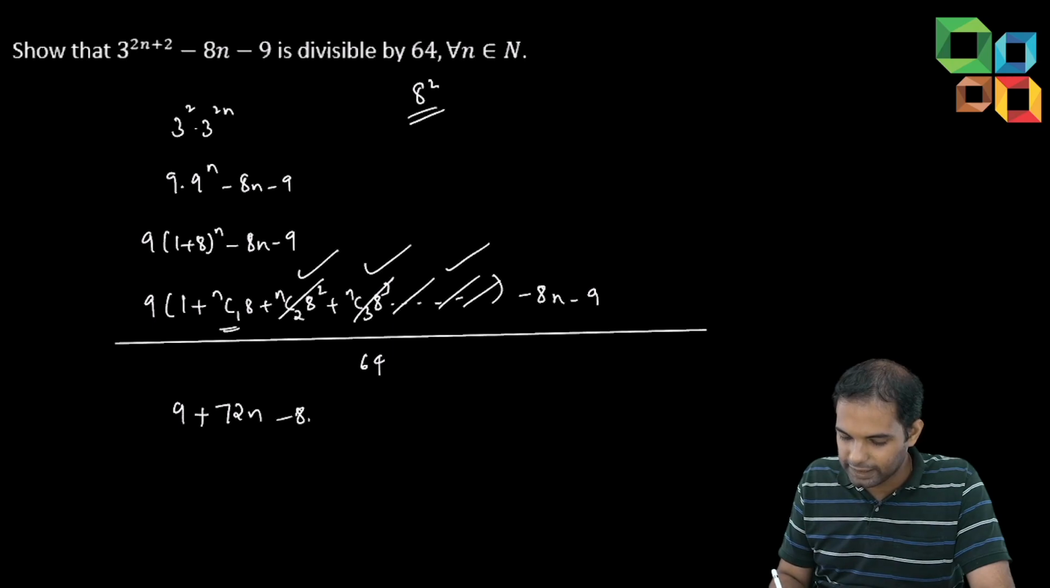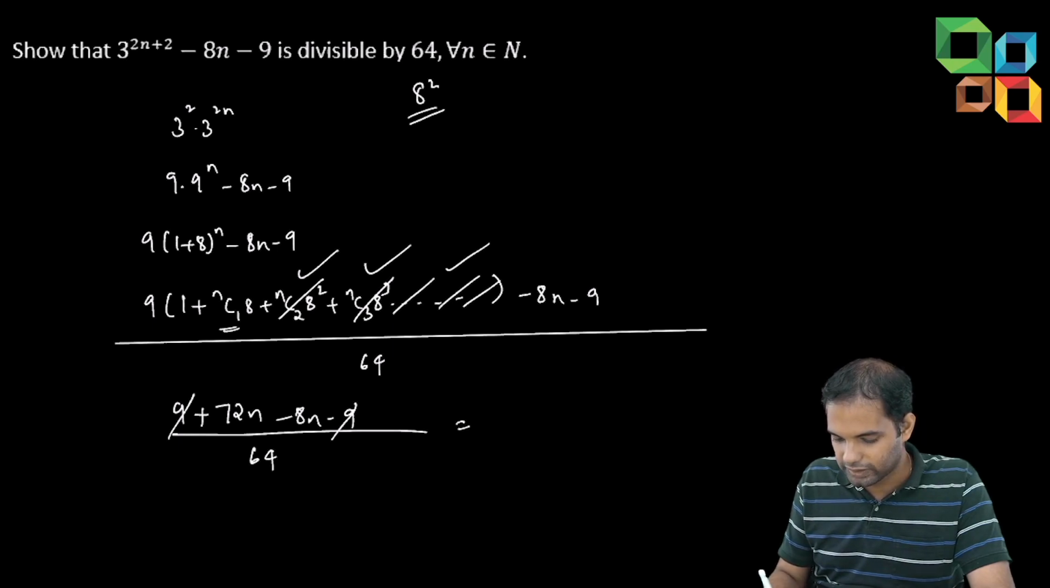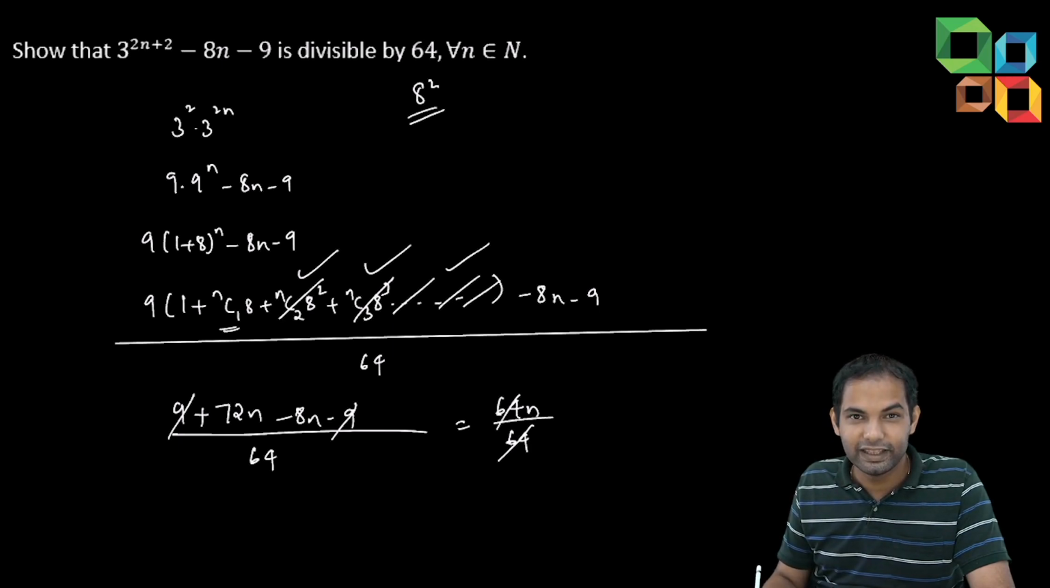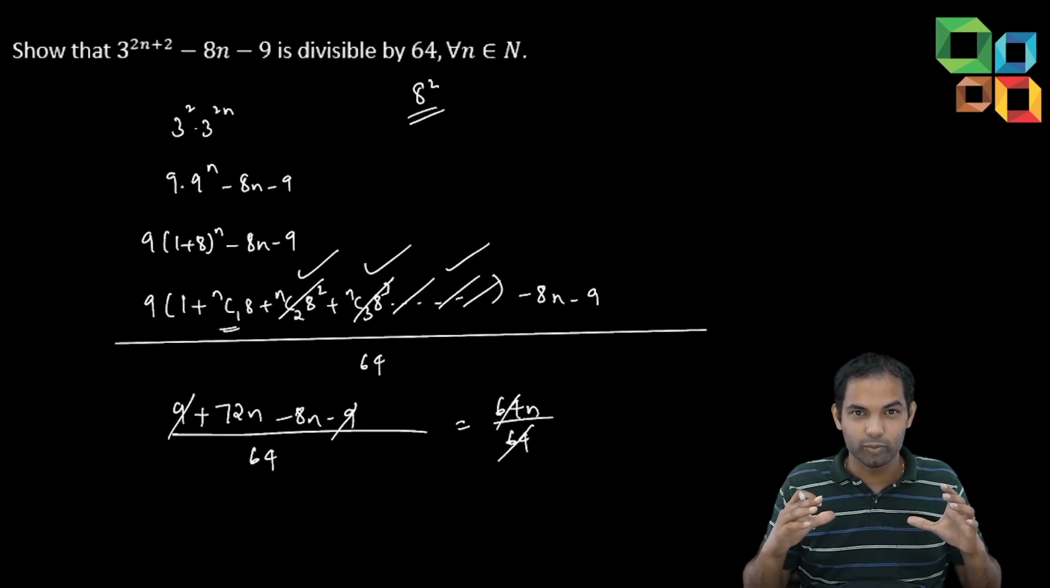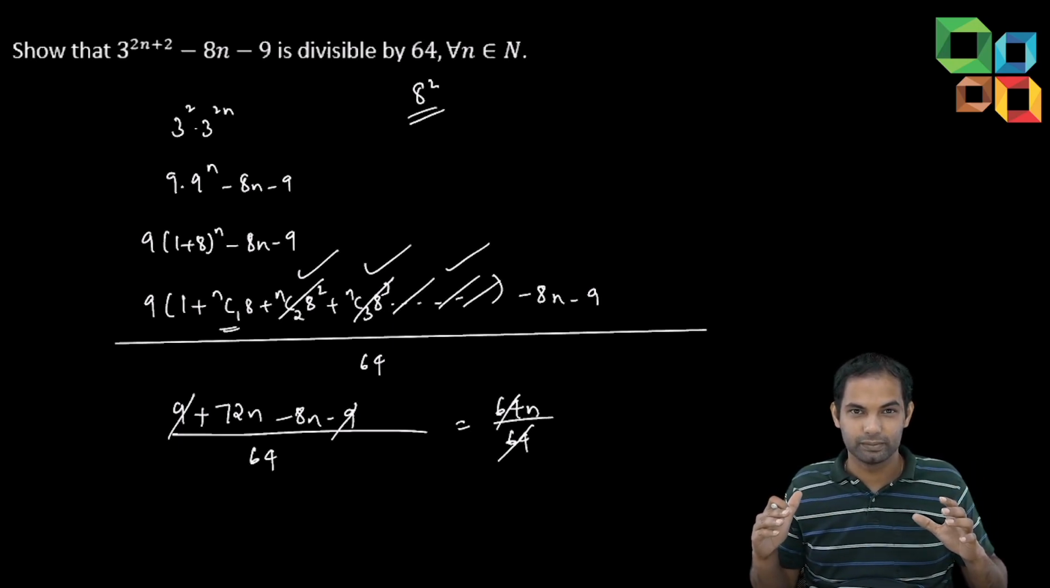So minus 8n minus 9 is there. 9 and 9 will get cancelled. I have to check for 64. Look at the remaining term. This is 64n. Even this is divisible by 64. Okay. So I just proved each and every term, whatever there is in the numerator, is divisible by 64.